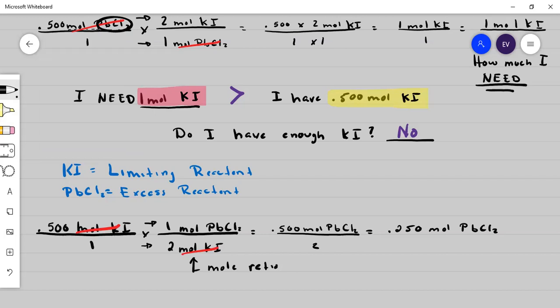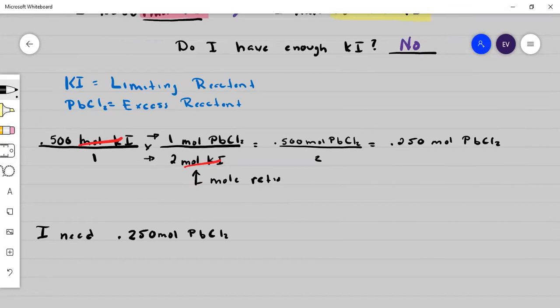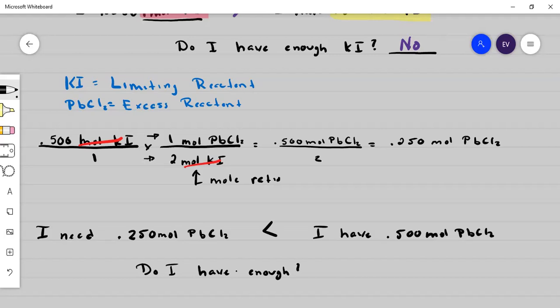Then we ask ourselves the same question. This calculation tells me that I need 0.250 moles of lead chloride. From the question, I know that I have 0.500 moles of lead 2 chloride. So which value is bigger, the need or the have? In this case, I have more than I need. So do I have enough? The answer is yes. I have more than enough.